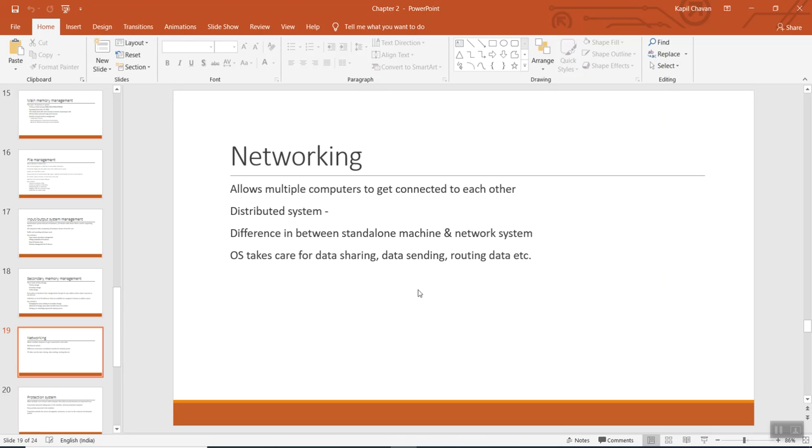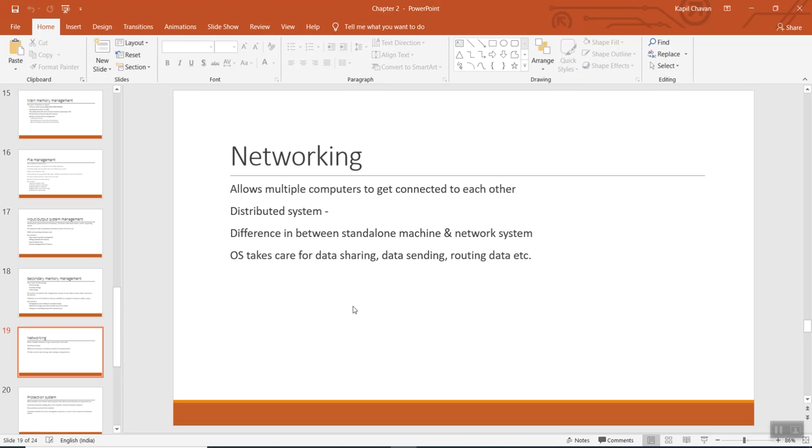Going to the next point, there is always a difference between the standalone machine and the network system, because the standalone machine has limited resources and limited capabilities of doing the task, whereas when we connect it over the network, then we can simply use all the power given by the network systems.